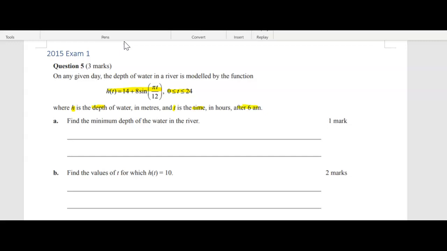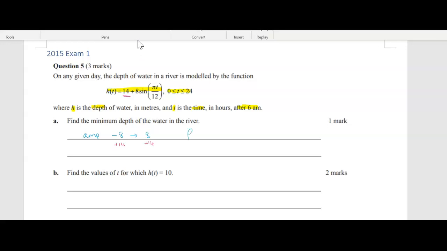After 6 a.m., very important. All right, so we're going from 6 a.m. one day to 6 a.m. the following day. Find the minimum depth of the water in the river. Okay, so we need to consider the amplitude. So the amplitude, we're going from -8 to 8, all right? But the range, we're going to be adding 14, okay? So we've got 14 here, so we're going to add 14 to both of them.